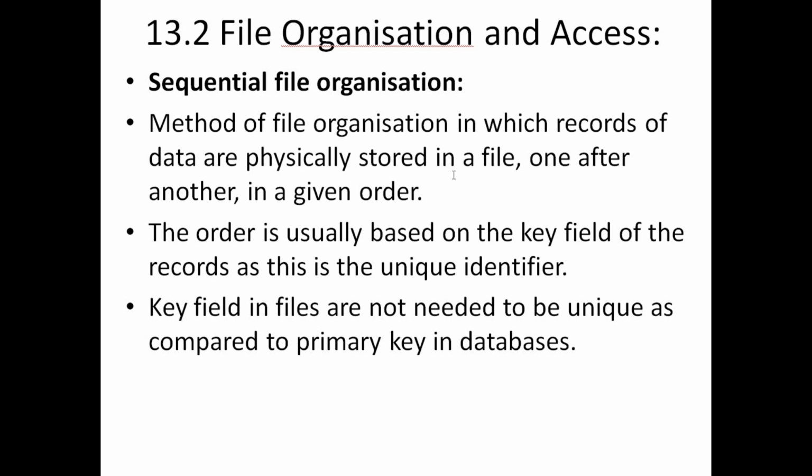Next, we have the sequential file organization. This is the method of file organization in which records of data are physically stored in a file in a given order, which can either be ascending order or descending order, based on the primary key or an ID field or any other criteria. The order is usually based on the key field or the primary key or the main field of the record, which is used as the unique identifier.